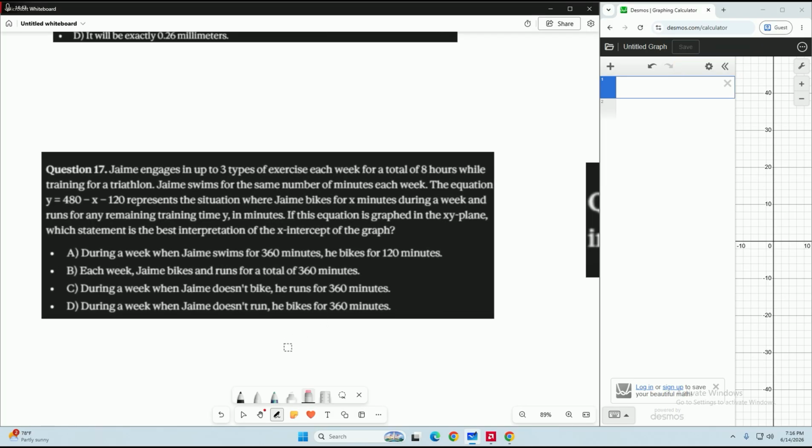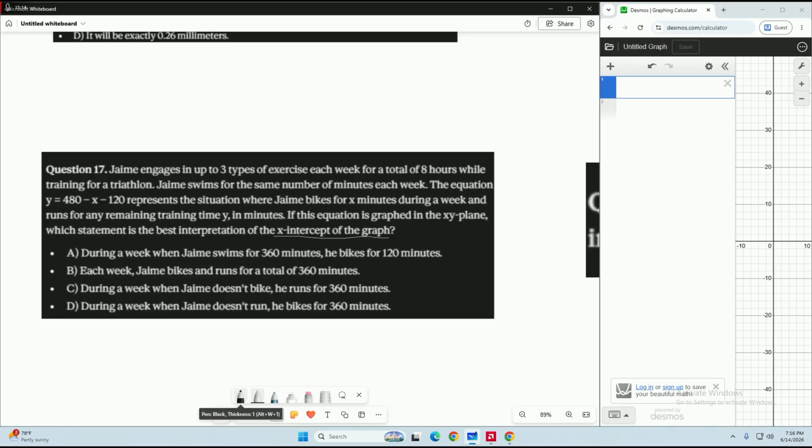Jamie engages in up to 3 types of exercises each week for a total of 8 hours while training for a triathlon. Jamie swims for the same number of minutes each week. The equation y is equal to 480 minus x minus 120 represents the situation where Jamie bikes for x minutes during the week and runs for any remaining time y in minutes. If the equation is graphed in the xy plane, which statement is the best interpretation of the x-intercept of the graph?